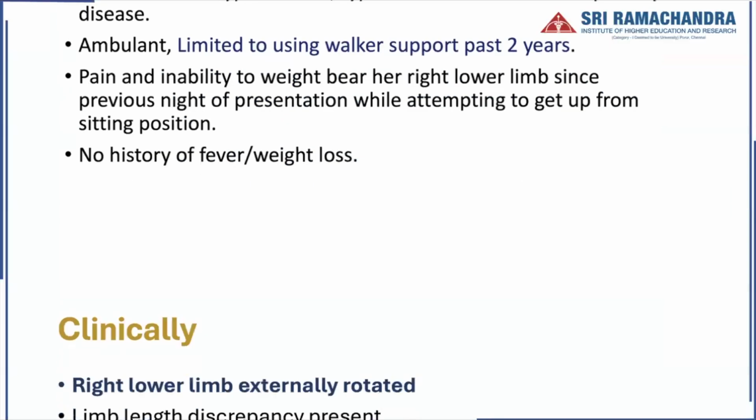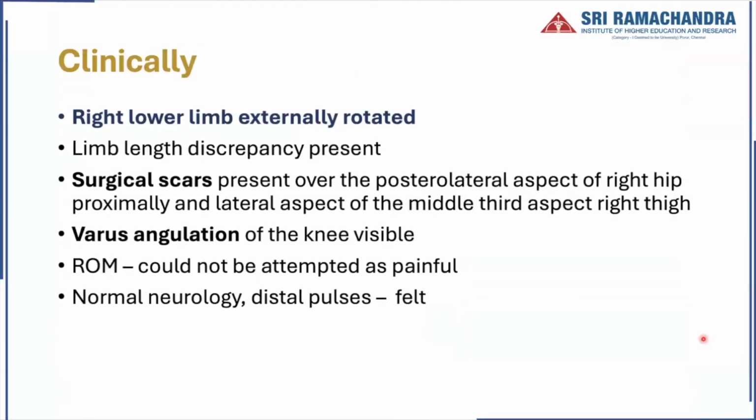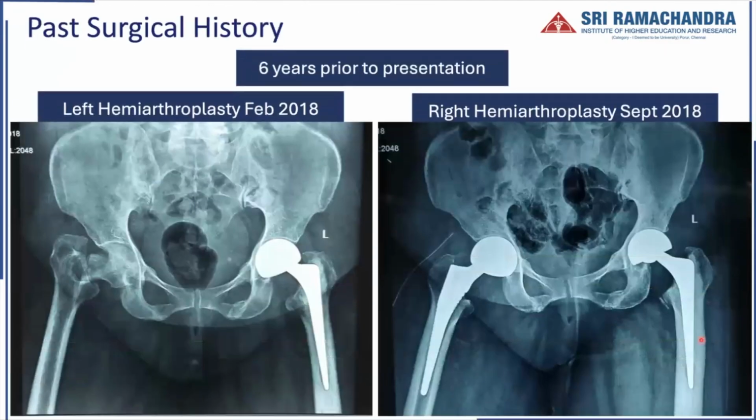No history of fever or weight loss. She had an externally rotated limb. She had previous scars over the posterolateral aspect of the hip as well as the lateral aspect of the middle third of the thigh, and a very obvious varus angulation of the knee. So I'll go through her previous surgical history.